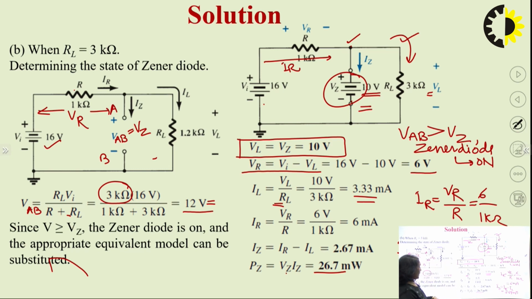So here we can see that the value is less than 30 milliwatt. That was the given value. So that was the upper limit, that this much amount of power can be dissipated across the diode. So if the value is less than that, your diode is in a safe zone.